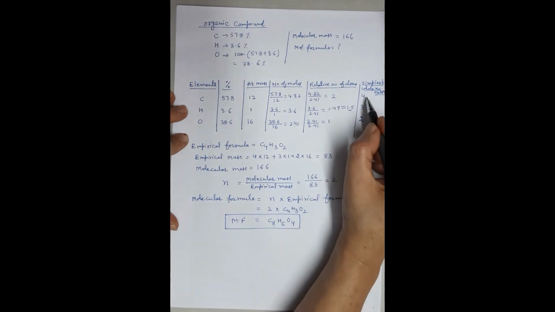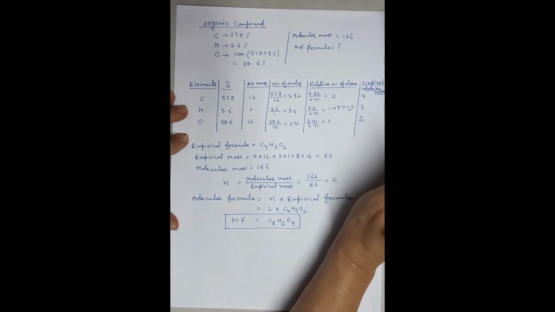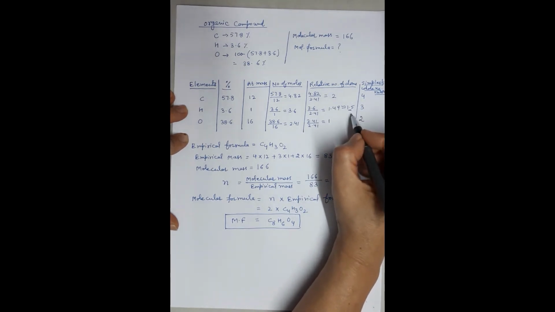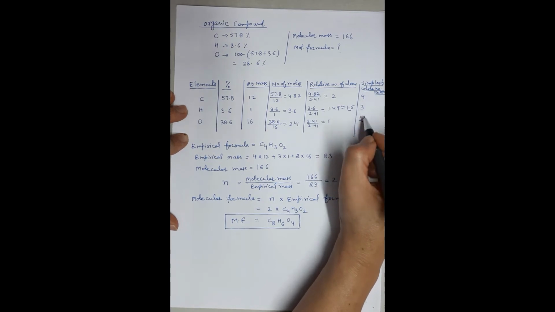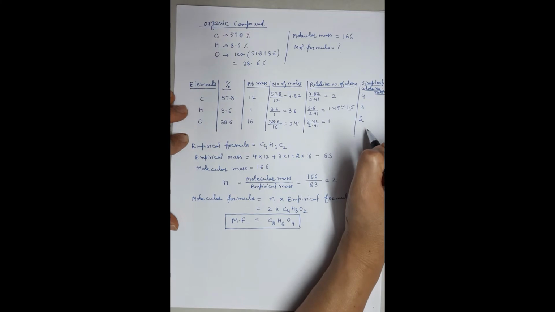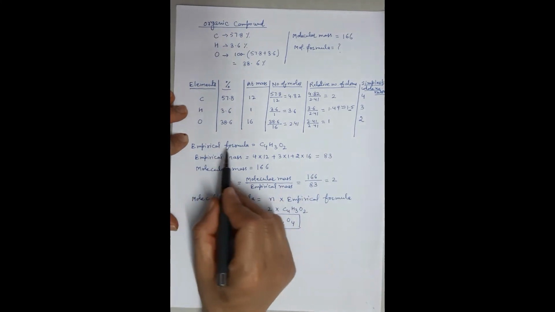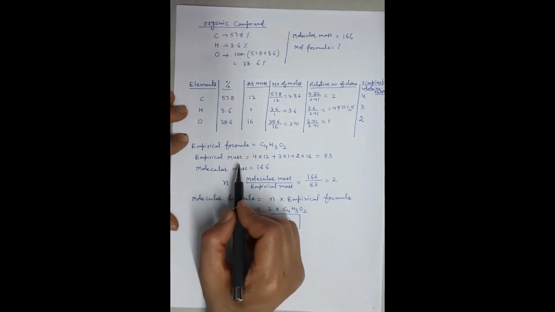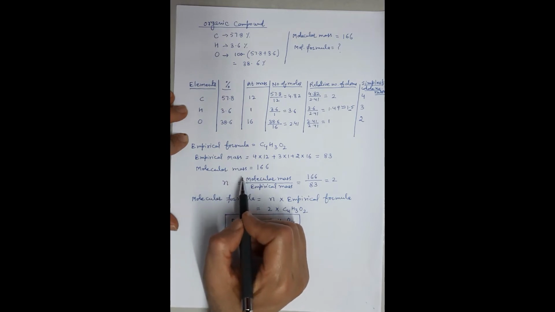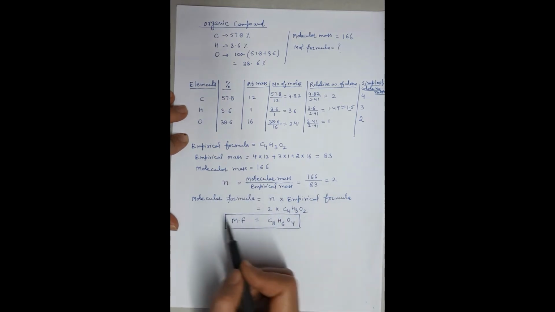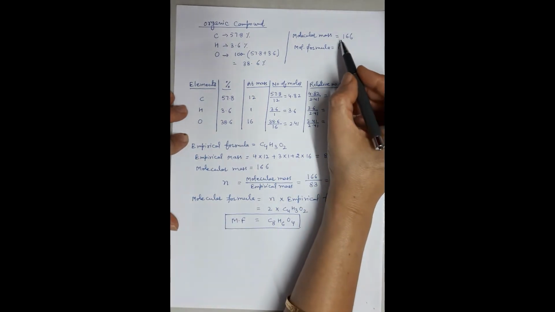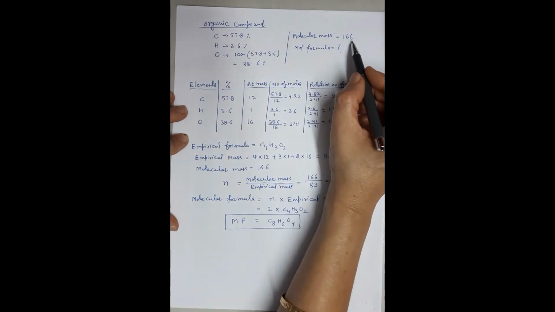And if suppose it comes out to be in whole number, then it is fine. But if it is not coming out to be in whole number, it is in fractions, then you need to convert it into whole number, as I have done it here. Once you get the empirical formula, you can find out empirical mass. Molecular mass is given to you, you can find out n value and you will get molecular formula. Many times molecular mass is not given.